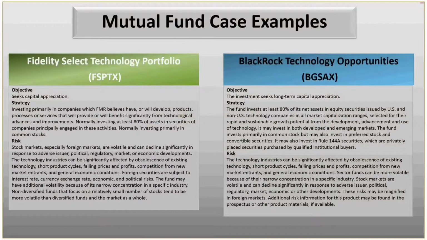So for my examples, I'm going to be using two different mutual funds. The first one is Fidelity Select Technologies Portfolio, and the symbol is FSPTX. And then over on the right, we have BlackRock Technology Opportunities, BGSAX. Like I said, they're fairly similar.